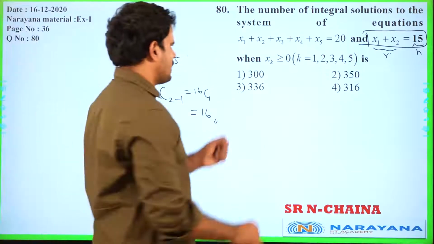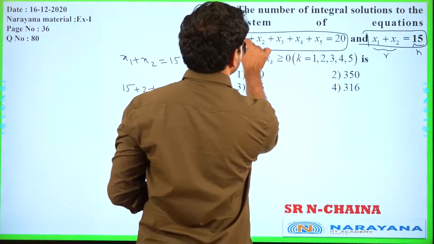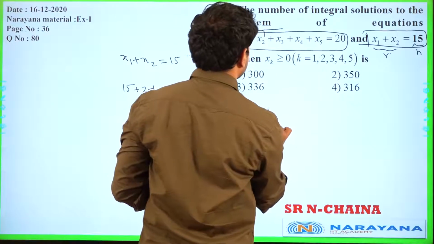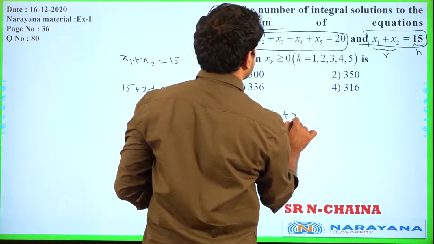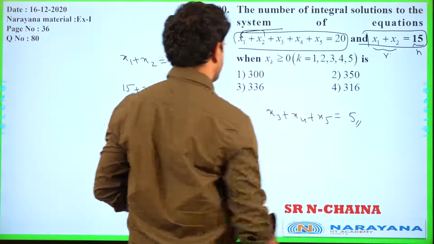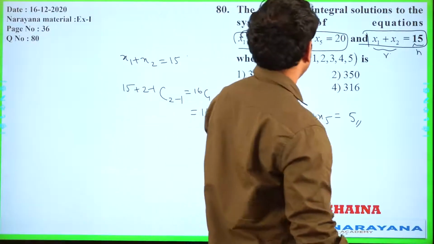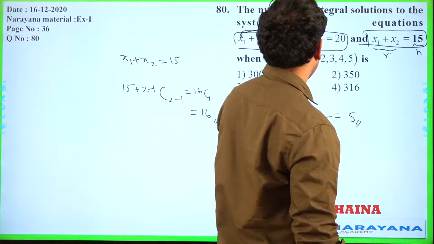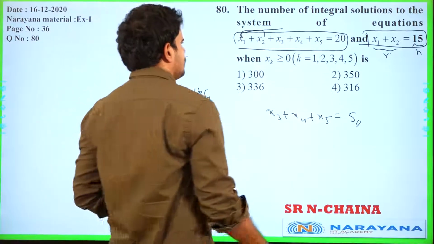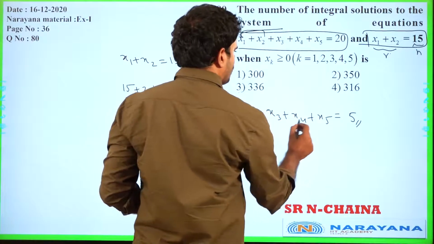Now let me go with the other part people. In this, these two x1 plus x2 add to 15 people, so what do you have? x3 plus x4 plus x5 equal to what you get people? 5 I can say. So what do you get people? Here how much you have actually?